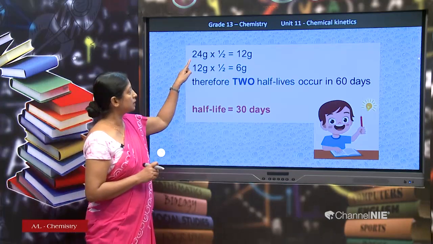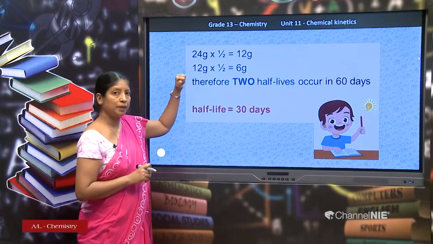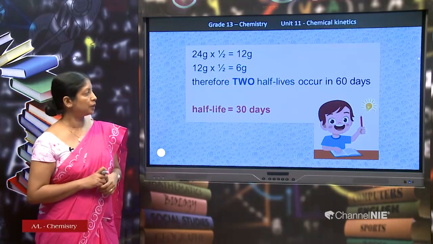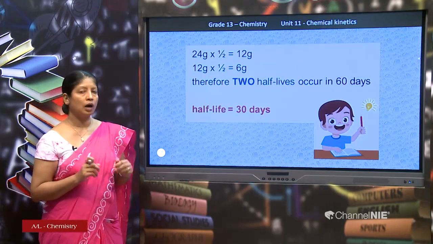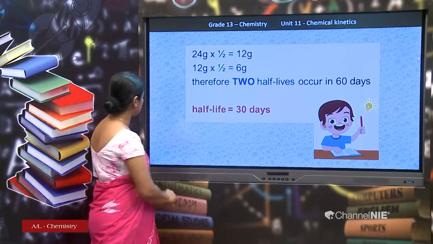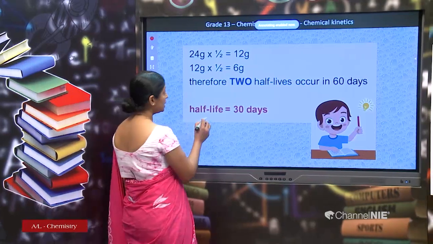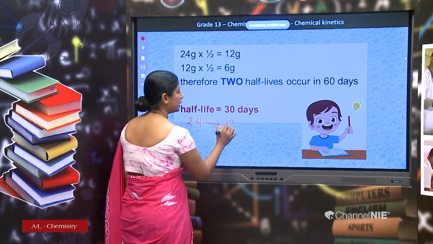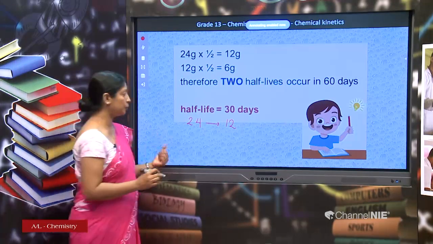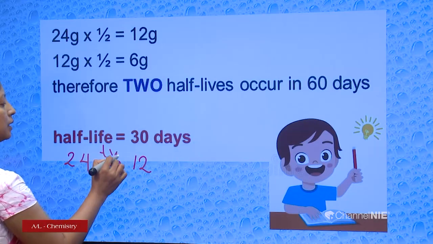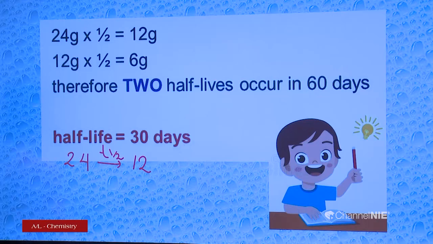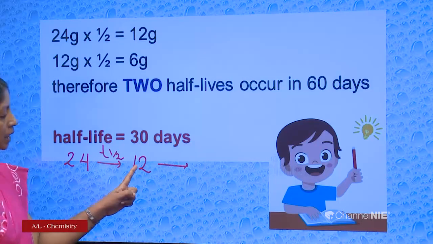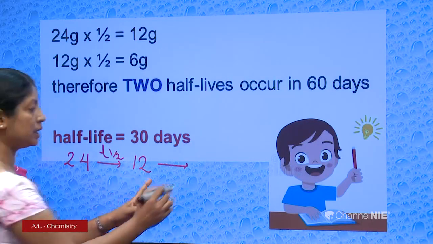Now, the initial amount is 24, half of that is 12, and half of 12 is 6. To get this change altogether, we need to spend 2 half-lives. I will write it like this, then it will be clearer. Initial amount is 24 grams, half of this is 12 grams. To get this change, we need to spend 1 half-life, because it is a first order reaction. In a first order reaction, half-life is a constant.